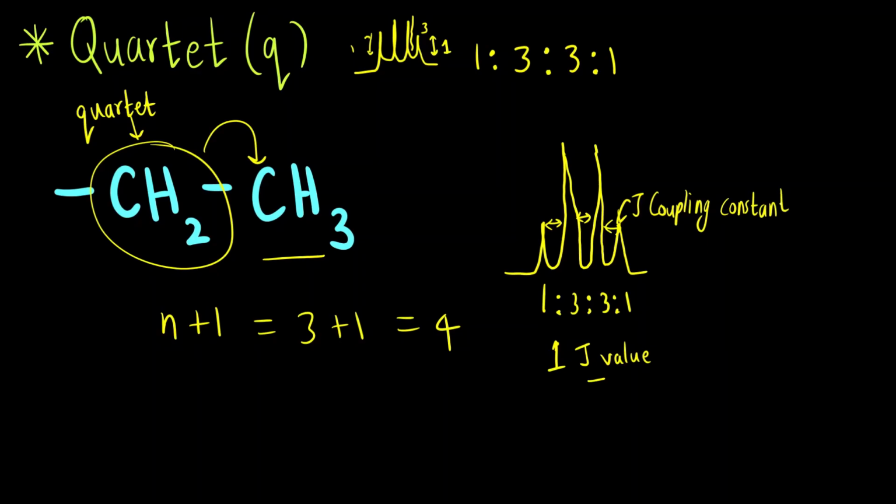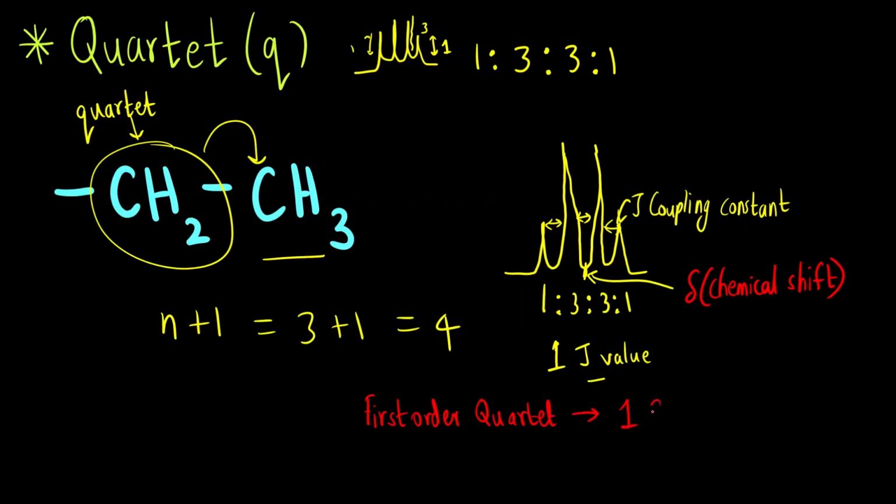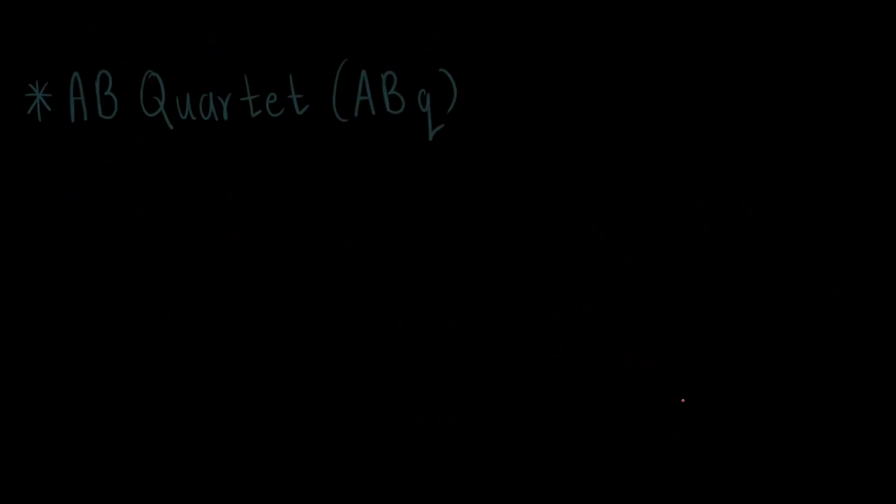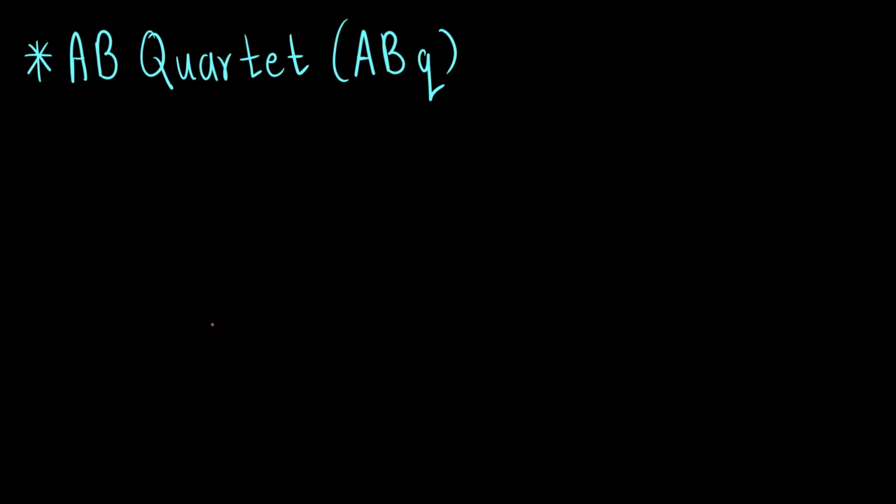There is only one J value, and at the middle of the quartet we have the delta value, the chemical shift. So always remember, a quartet, or a first order quartet, has one chemical shift value and one J value. This we know. So what is an AB quartet?